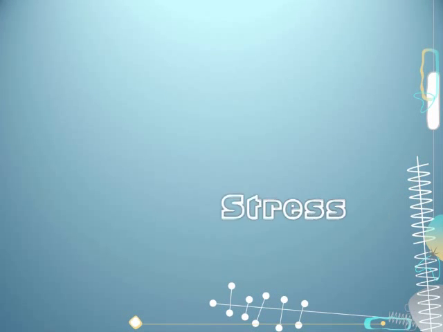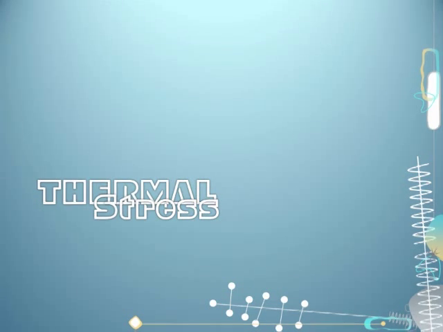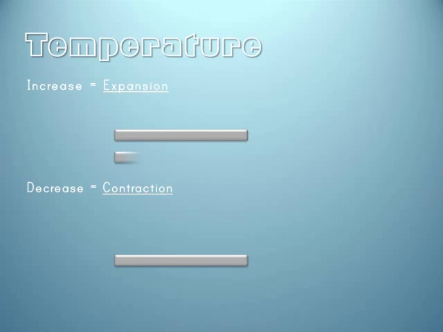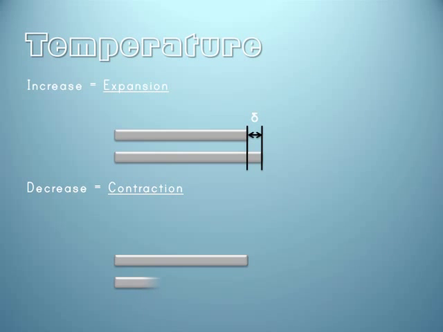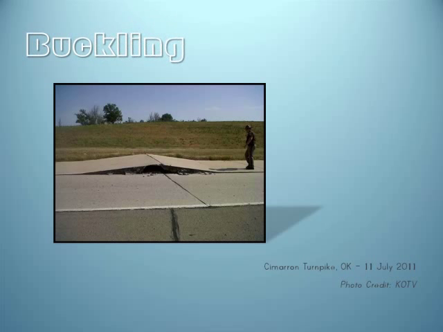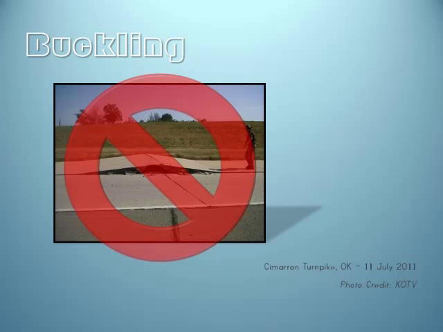Good morning! I am going to talk about thermal stress. A change in temperature can cause a material to change its dimensions. If the temperature increases, generally a material will expand, whereas if the temperature decreases, the material will experience contraction. Most traffic bridges and roads are designed with allowance to prevent buckling and to avoid thermal stresses.